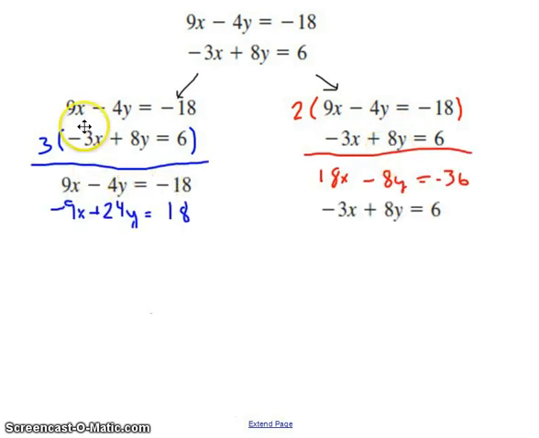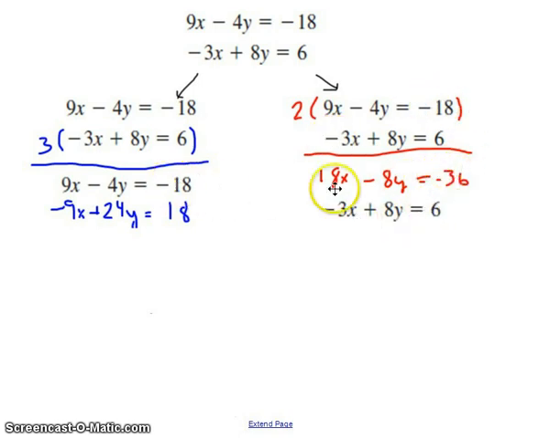So notice what happened here. On the left, the blue version, when you multiply by 3, here's what you end up with. The second row, instead of negative 3x, became negative 9x. Instead of 8y, it became 24y, and so on along here. In the right example, the red example, 2 times 9x made 18x, 2 times negative 4y made negative 8y, and 2 times negative 18 made negative 36.